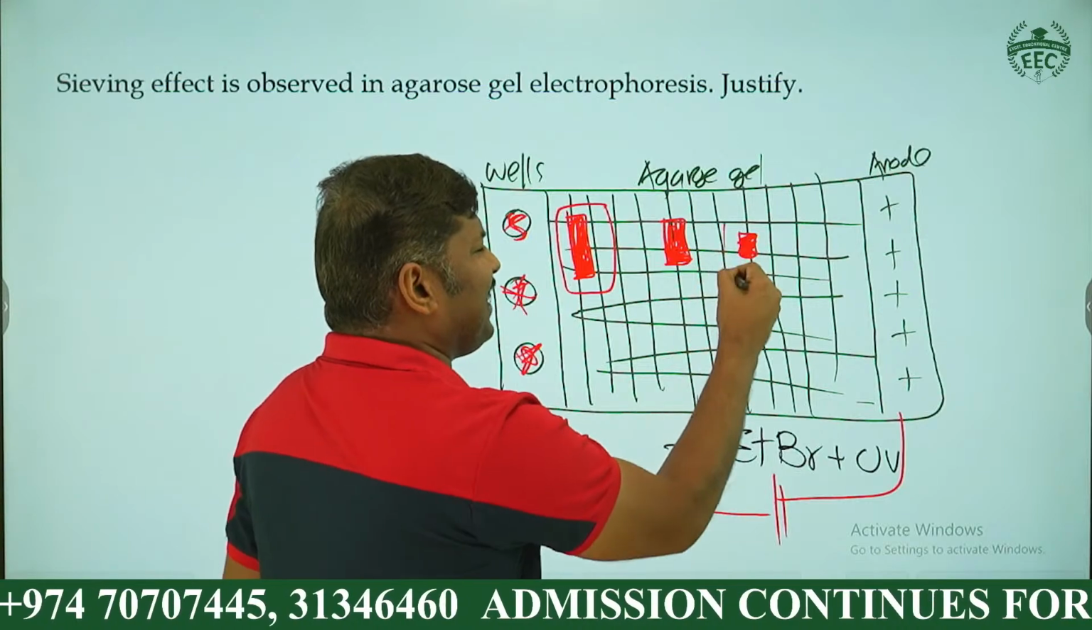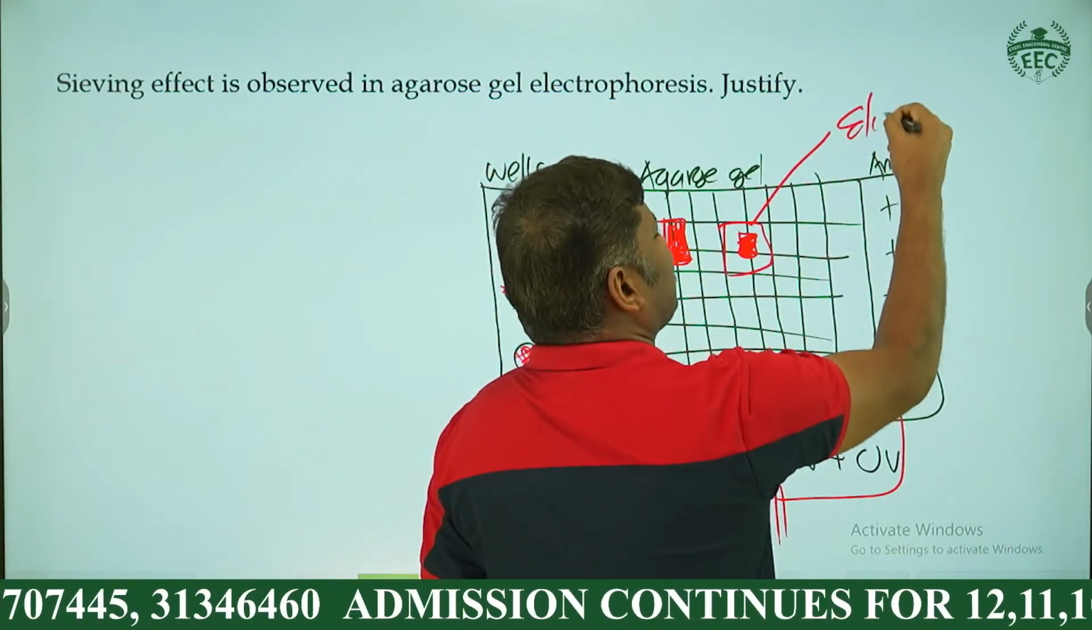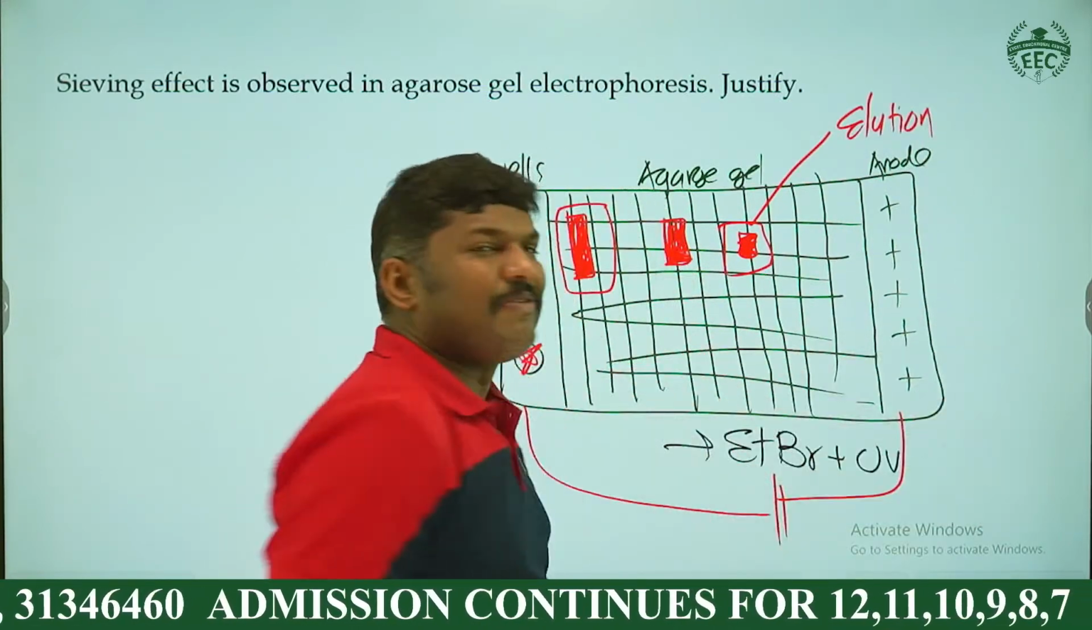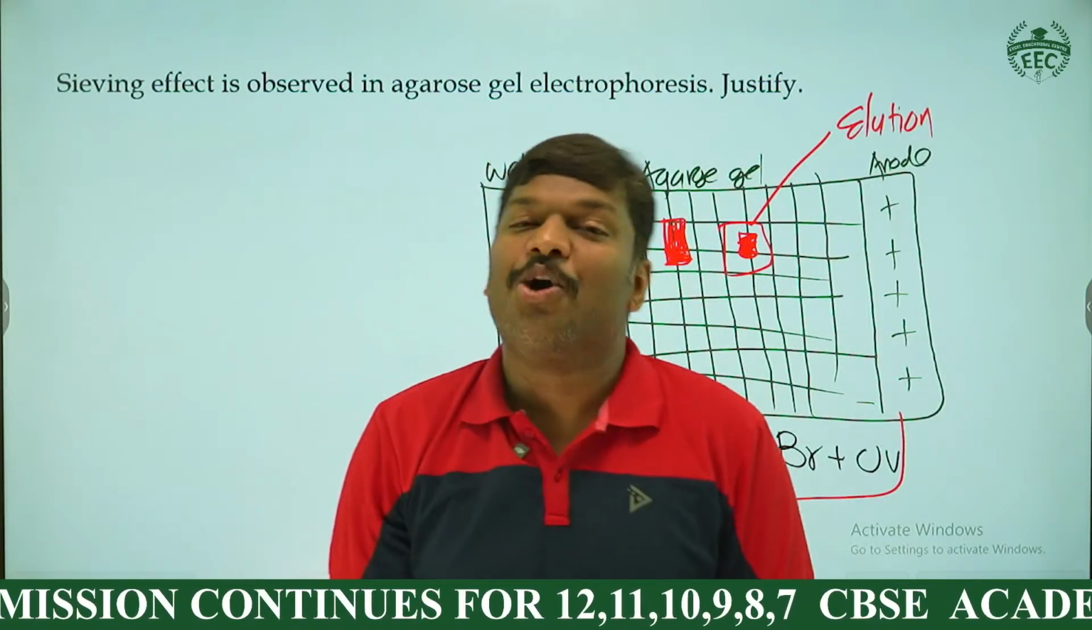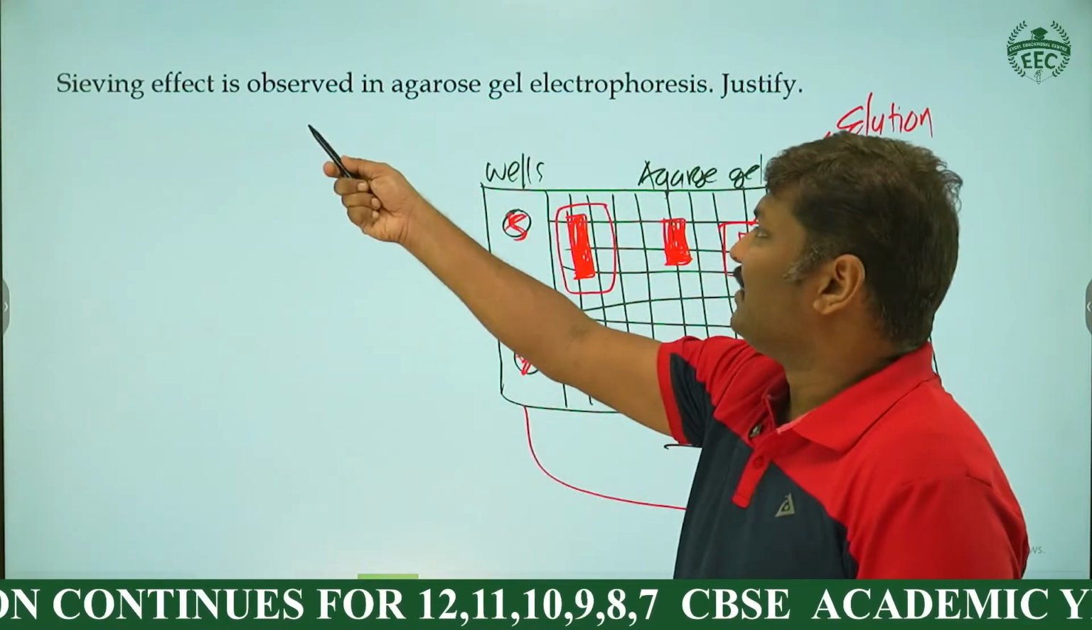We are cutting the DNA along with the gel. And in that process also, there is a chance of a question. That is what we call what? Elution. Elution is the technique by which we take the DNA along with the gel. That is what we call what? Elution. And here there is the sieving effect.